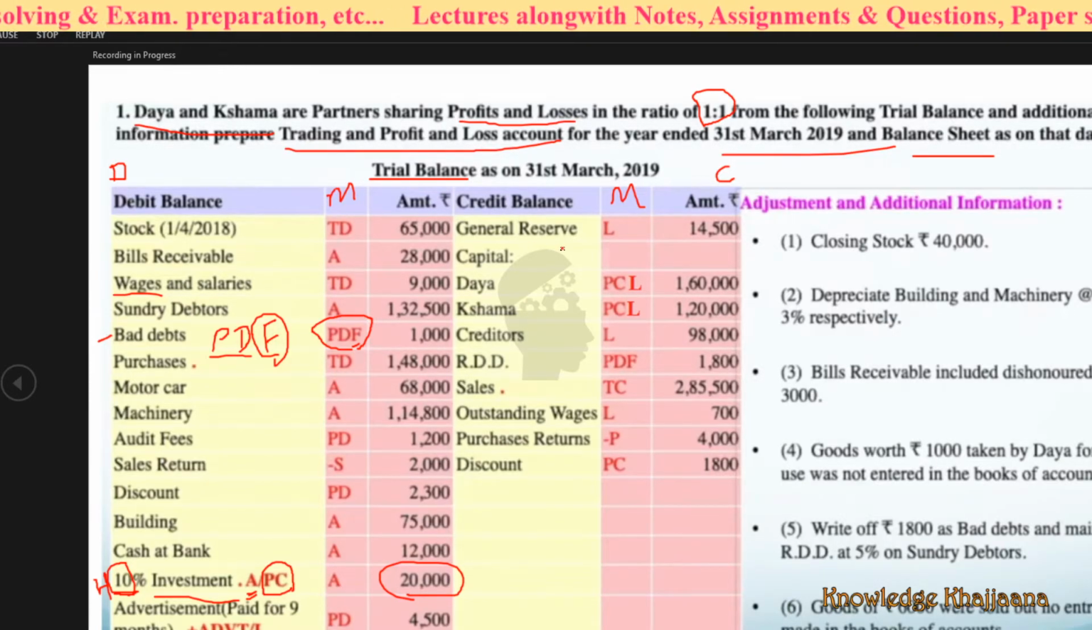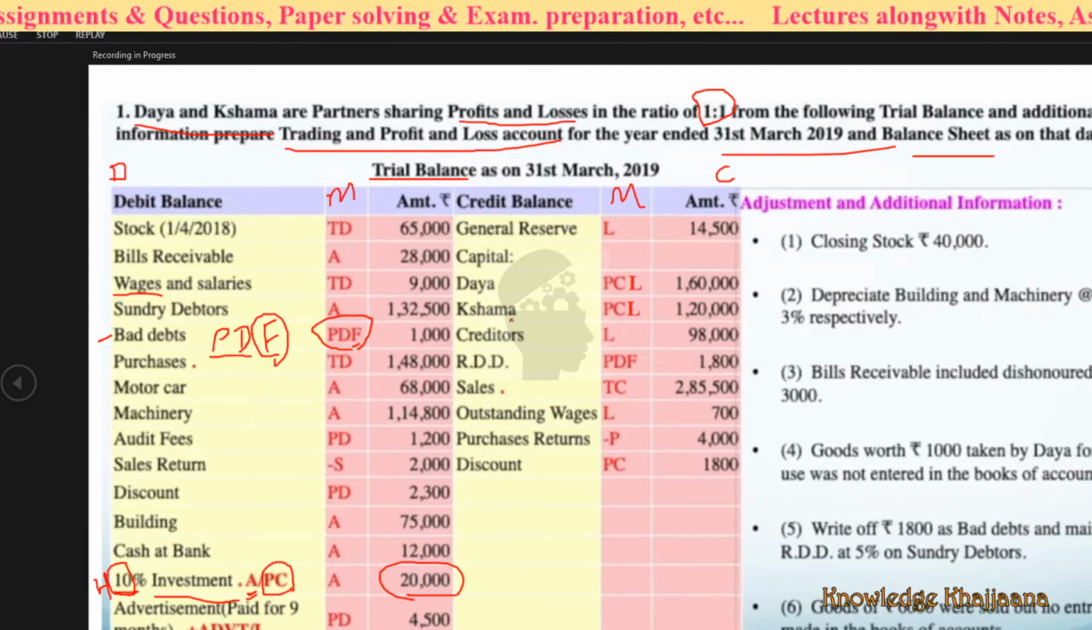Then general reserve, you know very well, it is a liability. The amount kept aside for contingencies is called a general reserve. It is a liability for the business. Then capital, Daya and Kshama, that will go to the liability side.